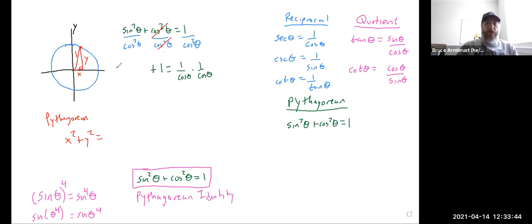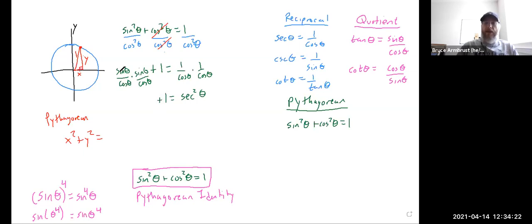Similarly, sine squared over cosine squared is the same as sine over cosine times sine over cosine. And there's a reason that I wrote them out this way, because 1 over cosine is another trig function. If we come over here and look at the reciprocal, 1 over cosine is actually the same as secant. So this is secant times secant, which is secant squared.